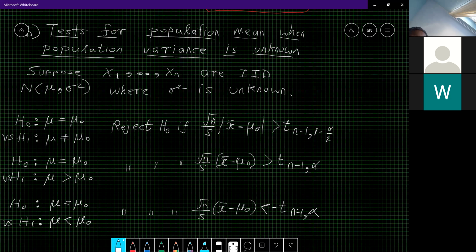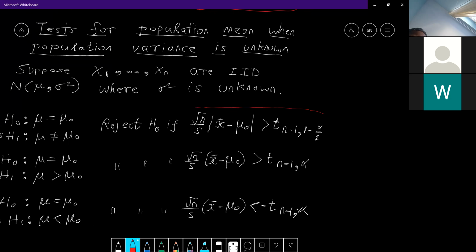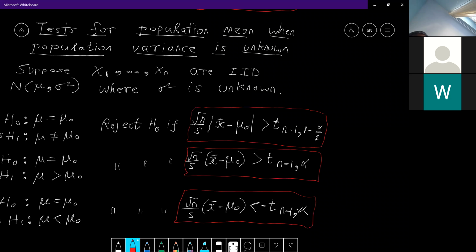So let me once again put the rules in red. So these are the rejection rules, right, corresponding to each of these three hypotheses. Okay, and each of them involve the S. S is, I will write down one more time.